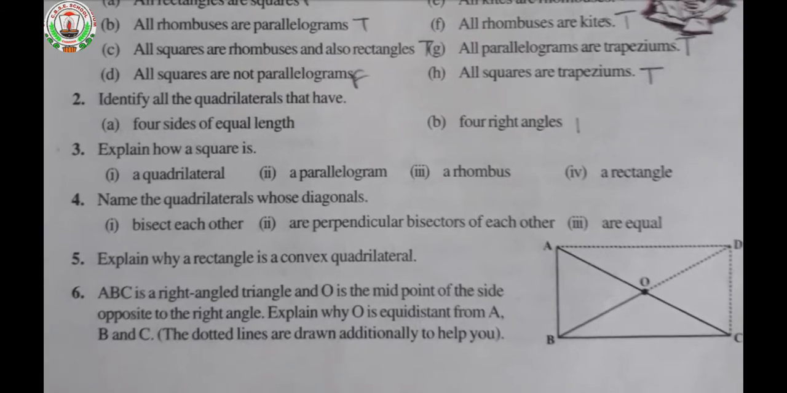Here is the sixth question. ABC is a right angle triangle and O is the midpoint of the side opposite to the right angle. Explain why O is equidistant from A, B and C. The dotted lines are drawn additionally to help you. That means in this question we have drawn dotted lines. Can you see them in the figure? The dotted lines are drawn to help you solve the question.